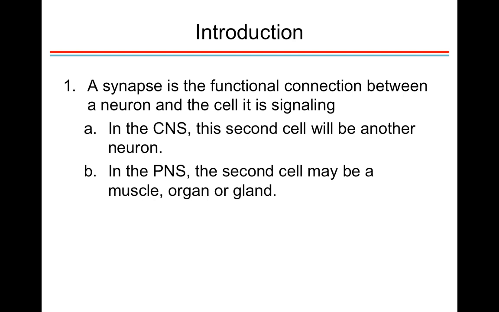So the next thing I want to do is now discuss the synapse. The synapse is the functional connection between a neuron and the cell that it's talking to, right? In the central nervous system, the second cell is typically another neuron, and in the peripheral nervous system, the second cell could be a muscle, organ, or gland.